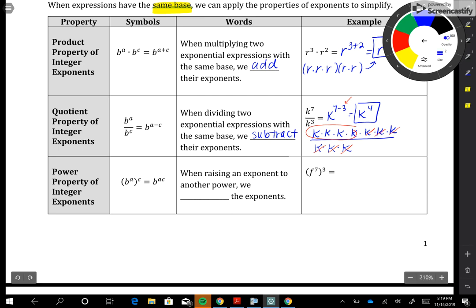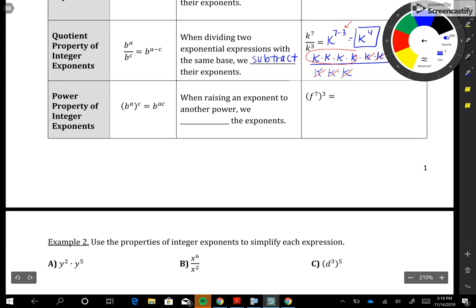And the last property I'm going to talk about in this video is the power property of integer exponents. If I have b to the a and that is also being raised to the c power, that is just going to be b to the a times c. So when raising an exponent to another power, we multiply the exponents. In this case, I have f to the 7th cubed, so that would be f to the 7 times 3. So that's f to the 21st.